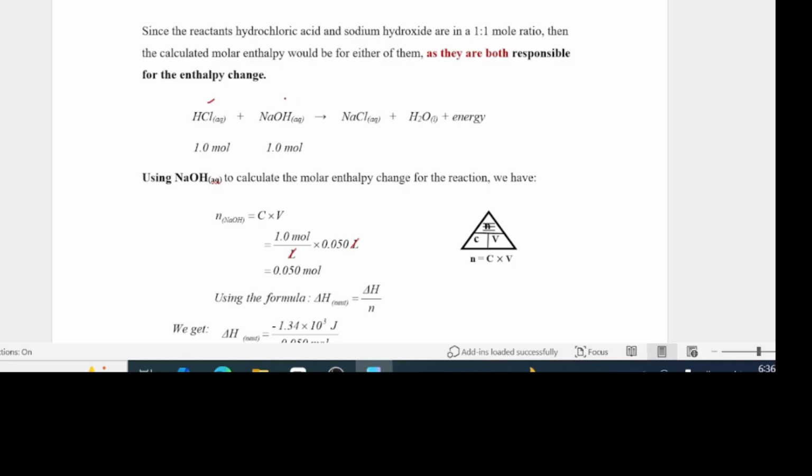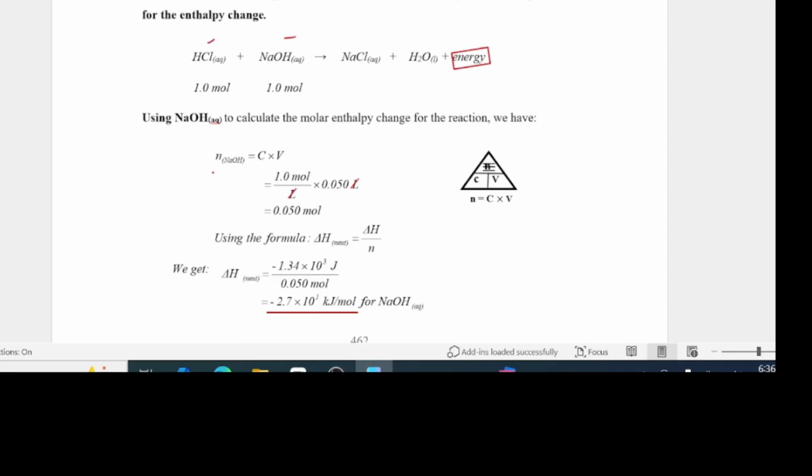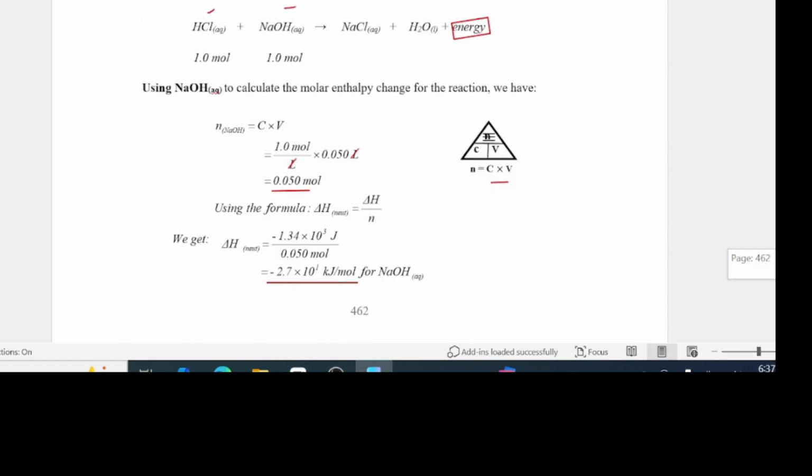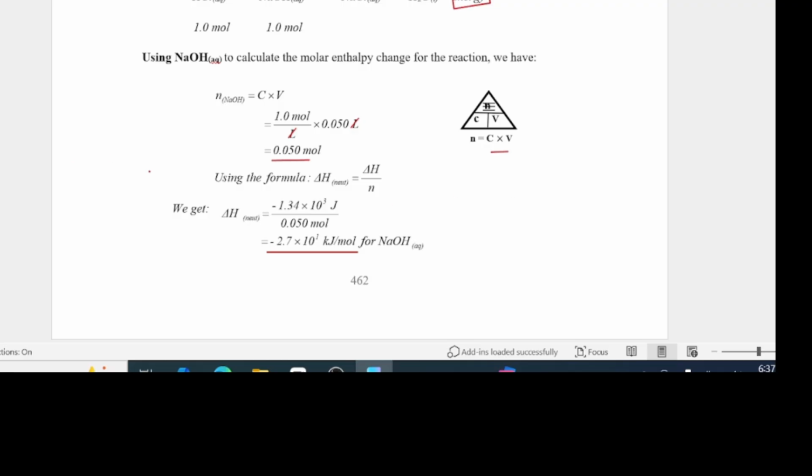1 mole reacting with 1 mole here to give you a solution of sodium chloride plus energy. So the number of moles of sodium hydroxide, as can be recalled, for any solution, n is equal to c times v, using that solution triangle there. That's c and that's v, so we end up with that number of moles of sodium hydroxide. So watch this now. Calculating the enthalpy of neutralization with sodium hydroxide would be equal to delta H divided by n, and look, that was your delta H, that's the number of moles there, and this is the value that we get there for sodium hydroxide.